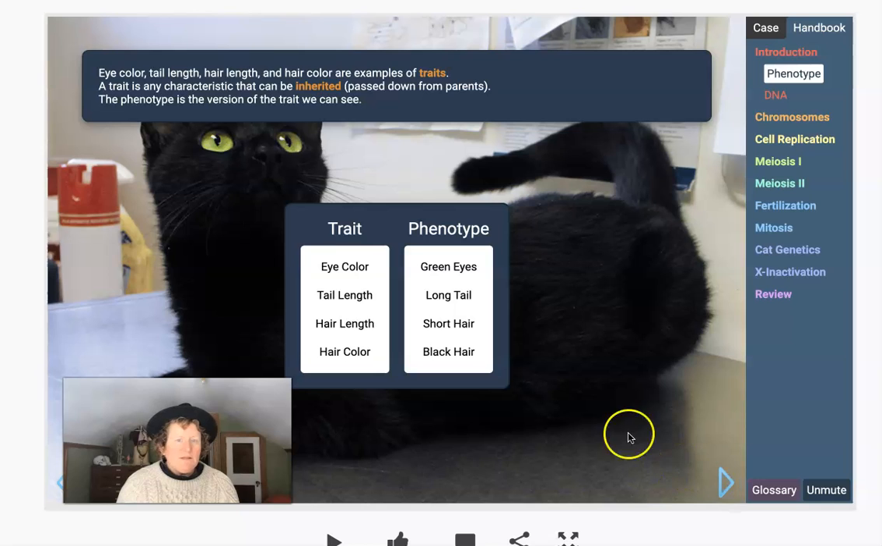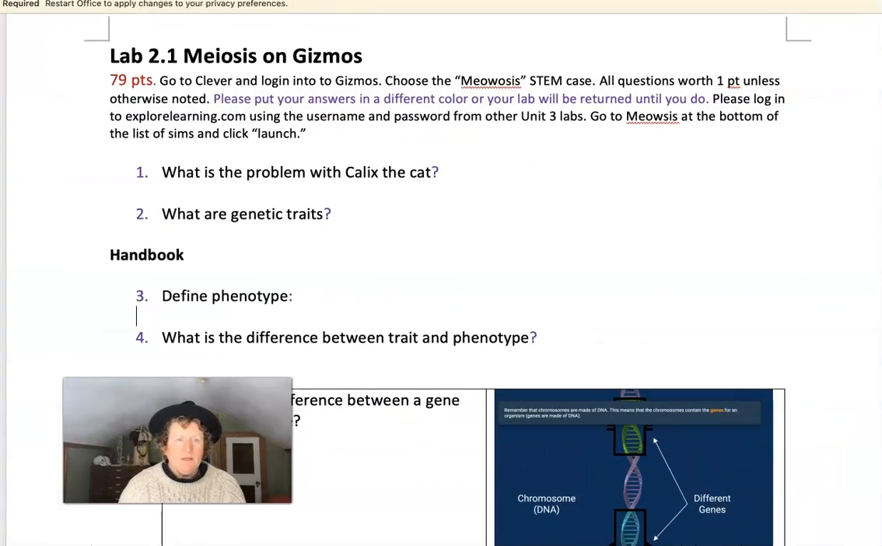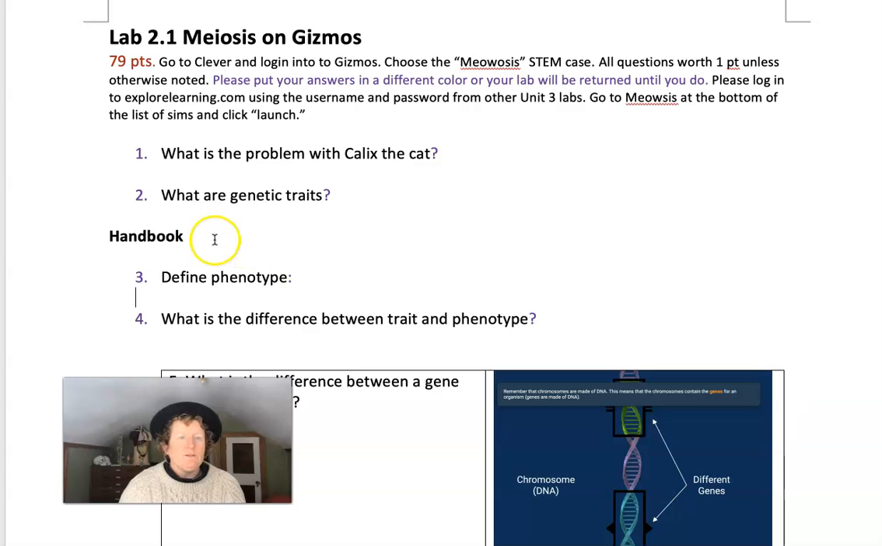So if we can see it, it's a phenotype. Eye color, tail length, and hair color are examples of traits. A trait is any characteristic that can be inherited, passed down from parents. The phenotype is the version of the trait we can see. So let's go back over to our lab sheet, and let's look at the first couple questions.